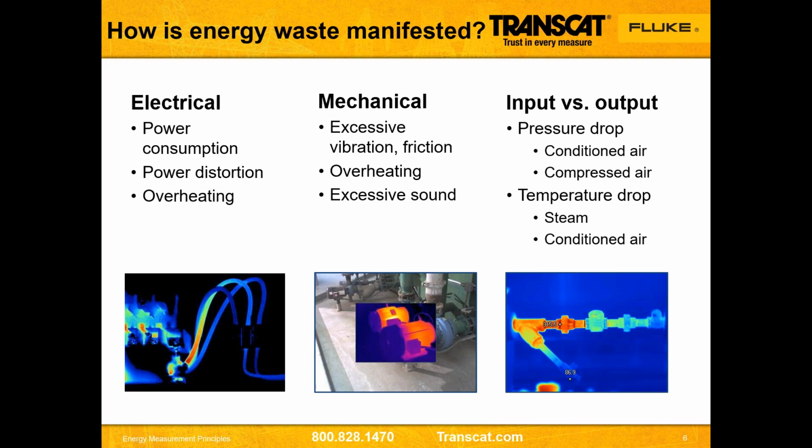Second, mechanical: excessive vibration or friction, overheating, and excessive sound. So there are physical indications, either heat or sound, that are telling us that things are not working properly. And then looking at input and output pressure drops for conditioned air, for compressed air, and controlling temperature in the form of steam, air or fluid. Obviously, there can be waste there as well. So you can see there's a lot to look at, and we're going to dive into that now.